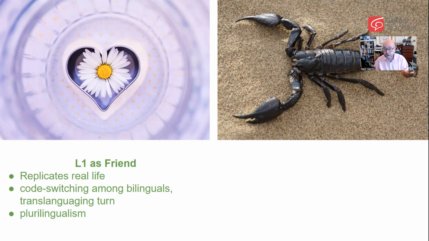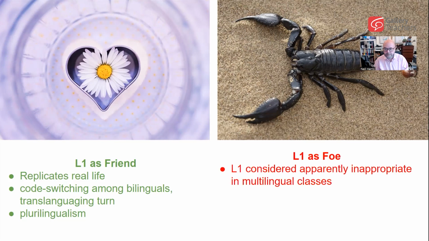But of course, there are arguments against the use of L1, the learner's own language, L1 therefore as foe. It might be considered to be inappropriate in multilingual classes. And remember, multilingual classes are not necessarily just those that take place when we're teaching English in America, Australia, the UK, and so on. If you look at the teaching of German as a foreign language, quite often you will find that the students have come from multilingual backgrounds when learning German.